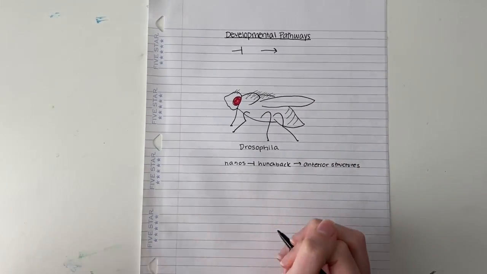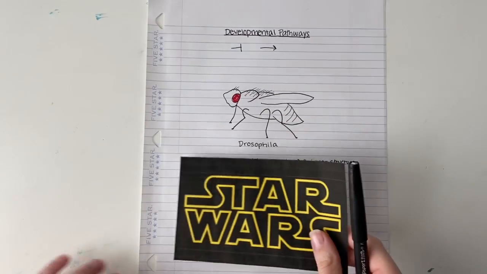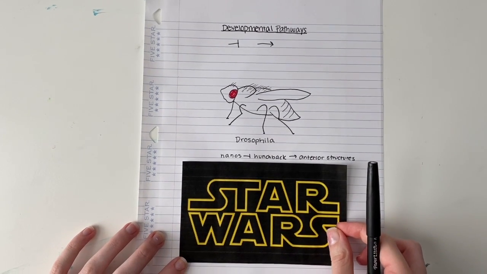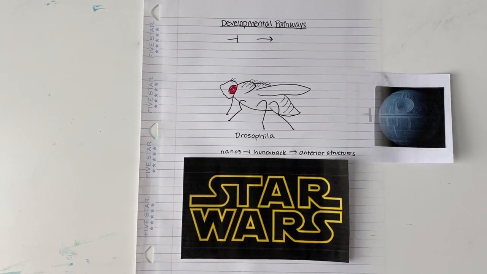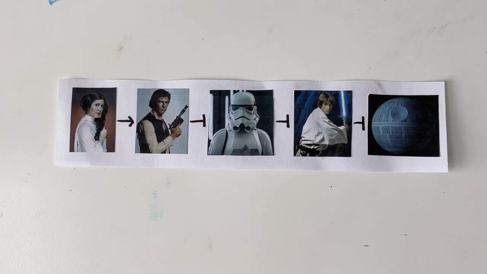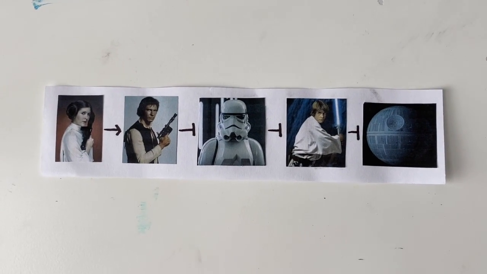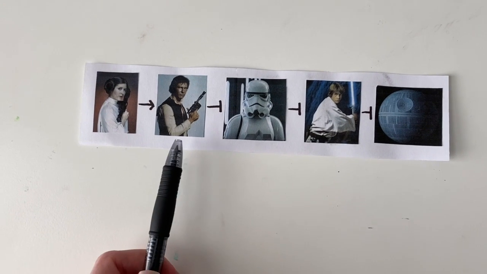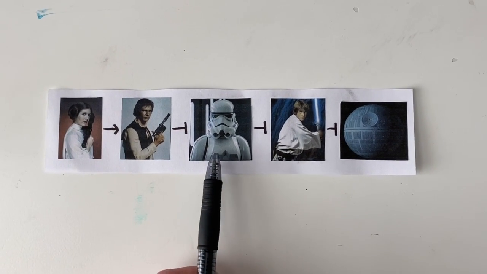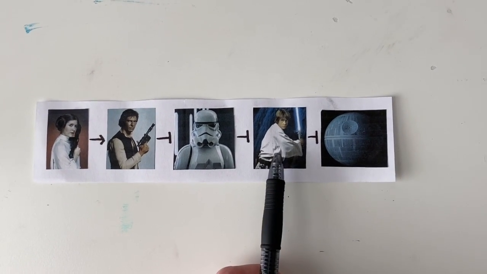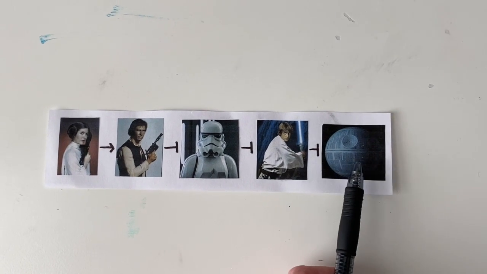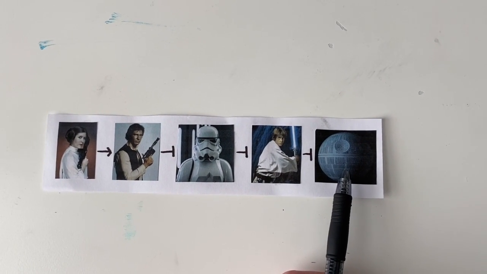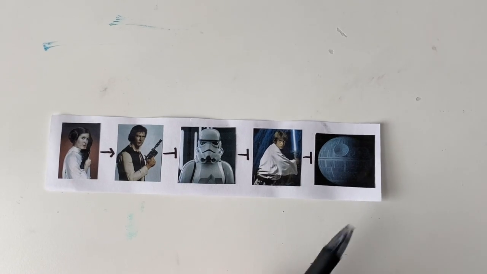Here, I'm going to use characters from Star Wars: A New Hope to explain how these regulatory relationships work. Okay, so here we have our Star Wars developmental pathway, where Princess Leia activates Han Solo, who represses stormtroopers, who represses Luke Skywalker, who represses the Death Star, or in the movie sense, destroys the Death Star.